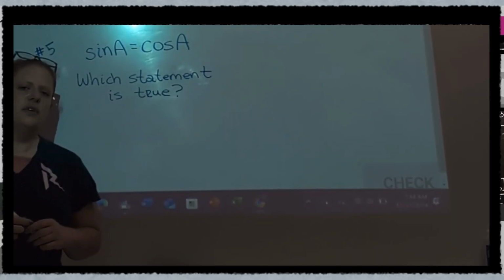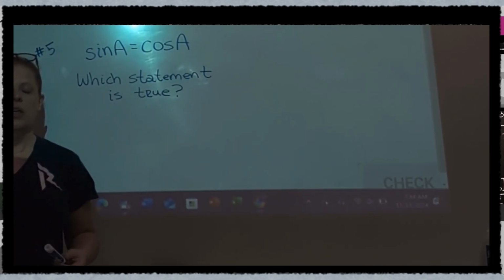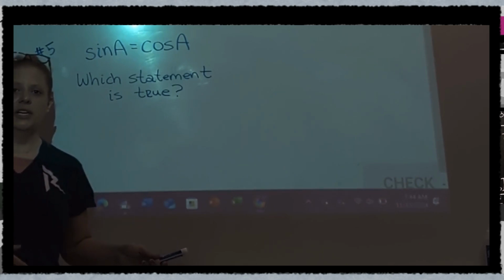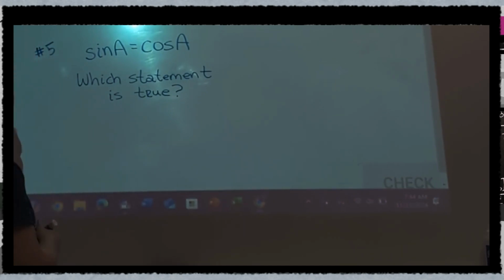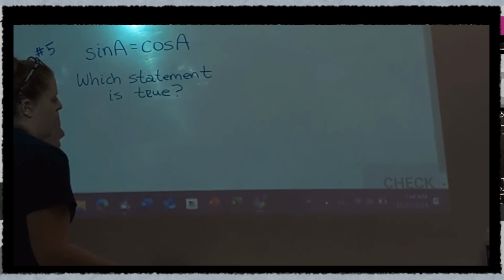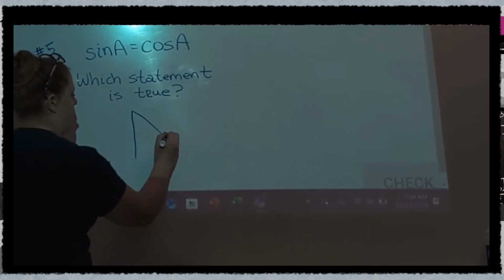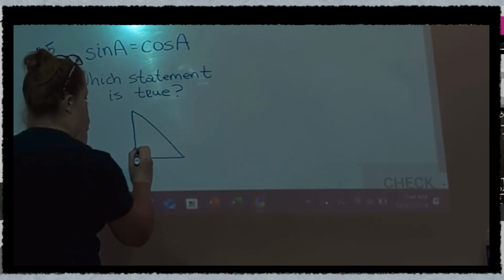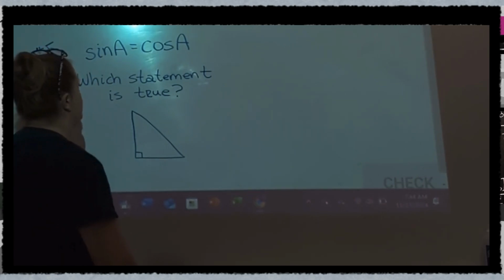Number 5. Number 5 is a hard one for me to make an example to go with because it's a little bit more theoretical. So I'm going to lead you in the right direction and then let you make that final answer on your own. Sine A equals cosine A, which statement is true? So let's just draw a right triangle. I know we don't know exactly what it looks like, and that's okay. So a basic right triangle with a 90-degree angle.